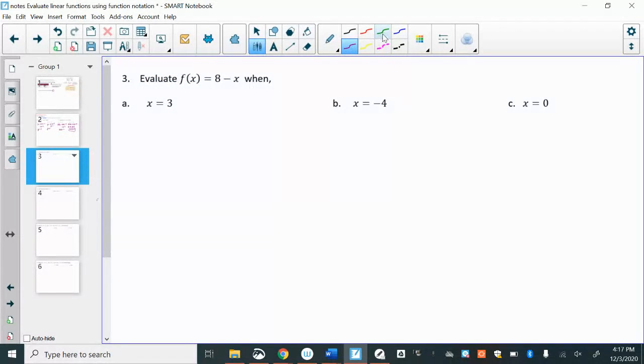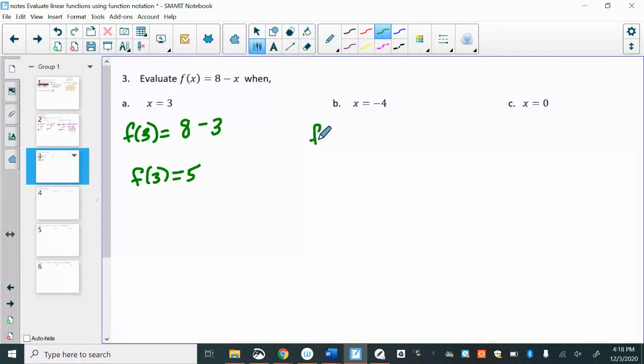I'm going to show you a few more examples here, and then I'm going to let you try some on your own. I'm going to evaluate function f, which is equal to 8 minus x, when x is equal to 3. So the function at 3, function f at 3, I'm going to replace x with a 3 and evaluate. f of 3 is equal to 5.